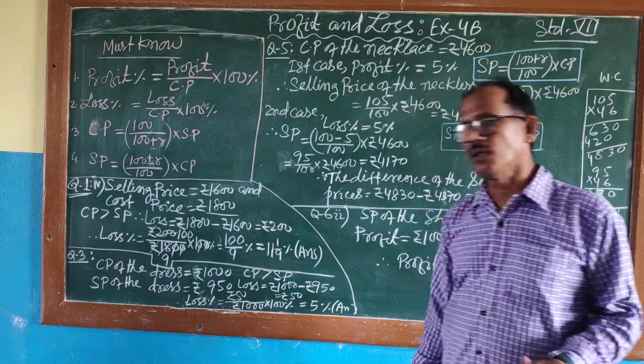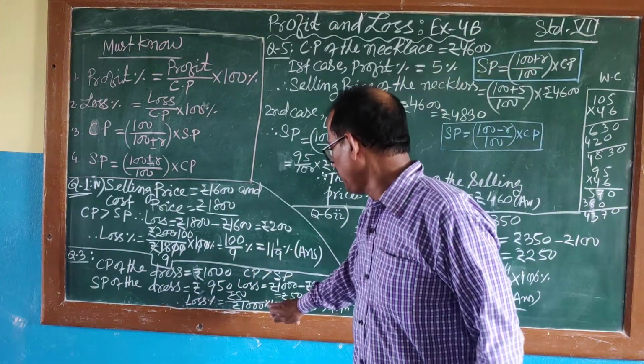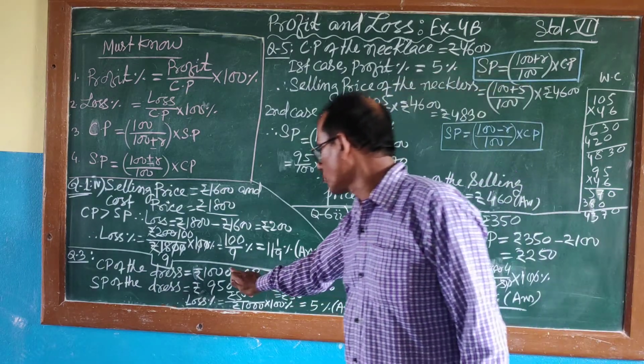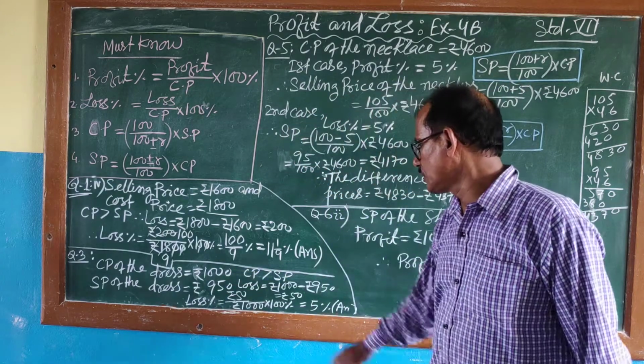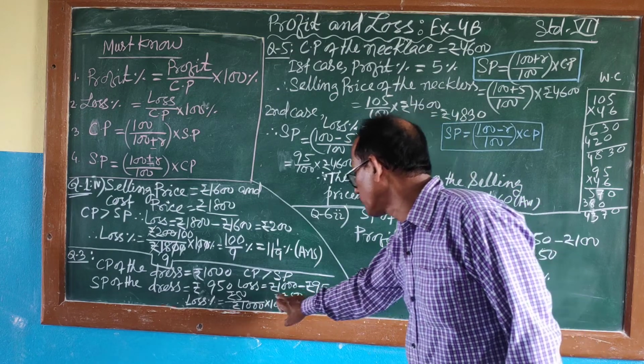Here, which one is more? Once again, the CP is more. CP is more means CP is greater than SP. Therefore, it will be a loss. So the amount of loss will be the difference of these two. Loss amount will be rupees 1000 minus rupees 950, that is rupees 50.